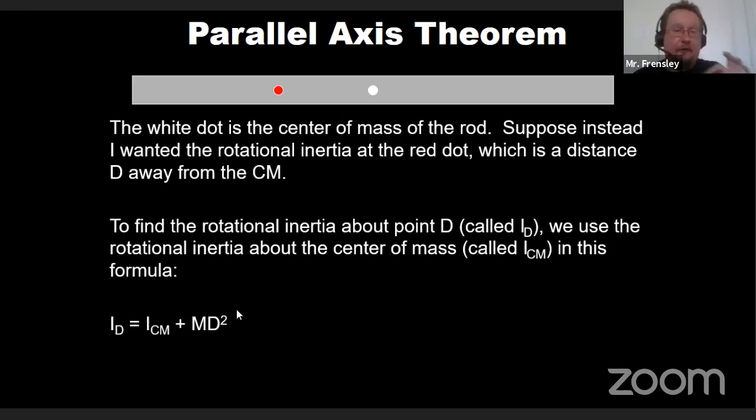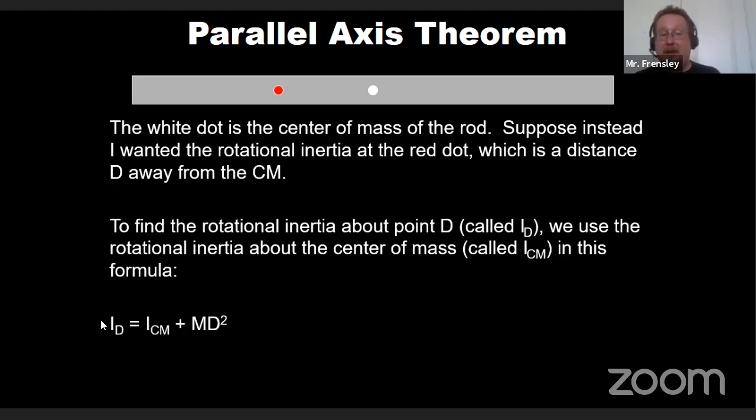D is how far from the center of mass you are. So it turns out that the center of mass is where you put your axis to get the lowest rotational inertia. The lowest rotational inertia possible is at the center of mass. That can be proven and has been proven, so I'm not going to prove it for you because somebody else did. But if you put the axis anywhere other than the center of mass, the rotational inertia is bigger the farther the axis is from the center of mass.